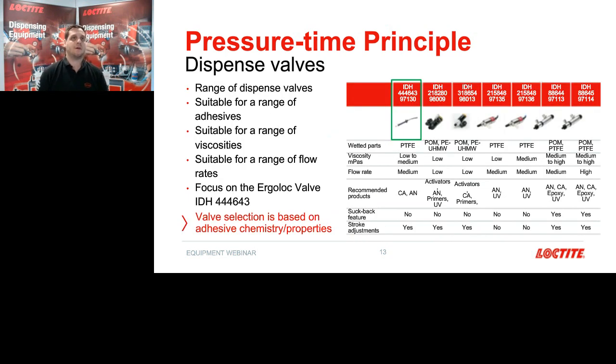Here on the right, you can see our valve selector chart. We have many valves that can be used with the integrated semi-auto, and this selector chart just gives you some information on each valve. Now you would choose a valve depending on the type of adhesive that you're using, the chemistry of the adhesive, the viscosity of the adhesive, and potential flow rates that you might have, whether you need a fast or slow flow rate.